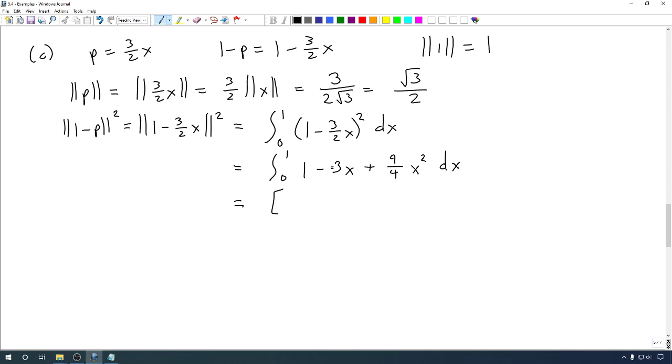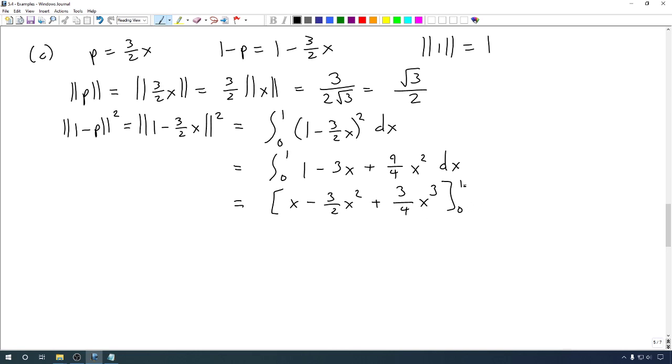Take the integral. Integral of 1 is x. Integral of 3x is going to be 3/2 x squared. And then integral of 9/4 x squared will be, well, we're going to get an x cubed here. We're going to get a 3 on the bottom. The 3 on the bottom will cancel one of the 3's on top, so we'll get a 3/4 x cubed. That's going to be evaluated from 0 to 1.